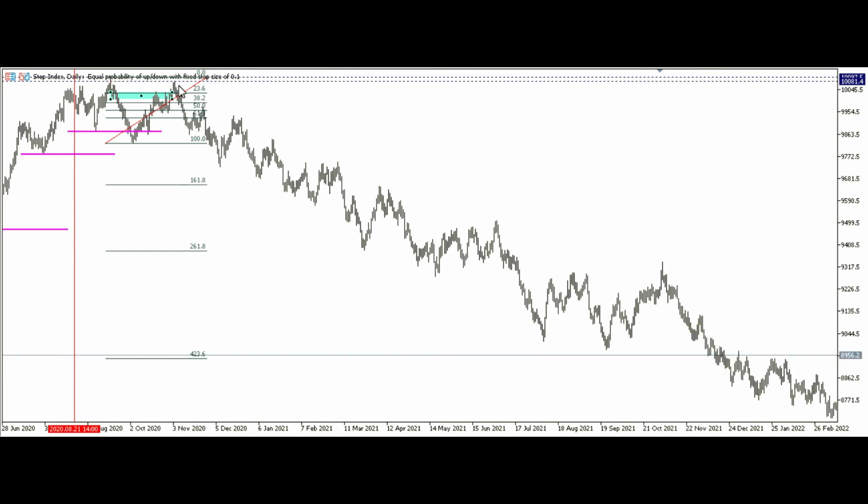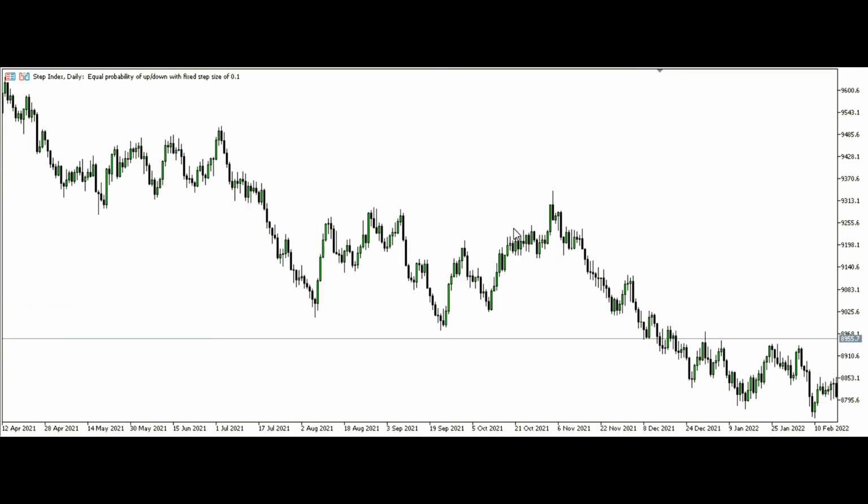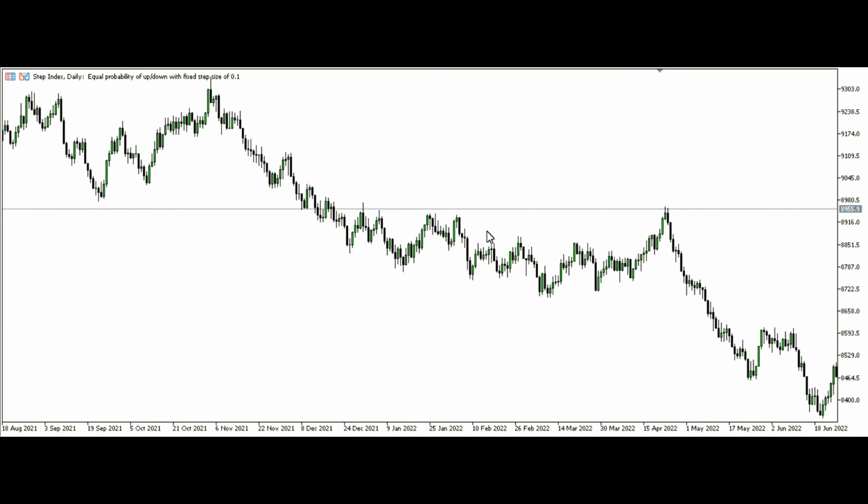All right, so this is it. There was a break in structure. Price actually traded down and then came down all the way to this level.